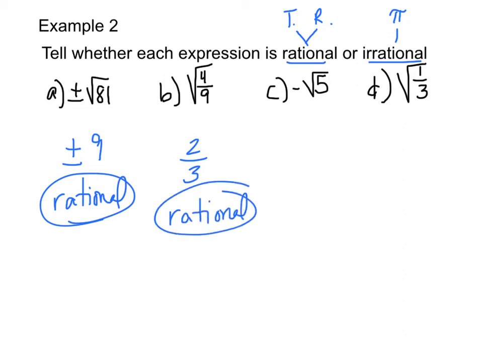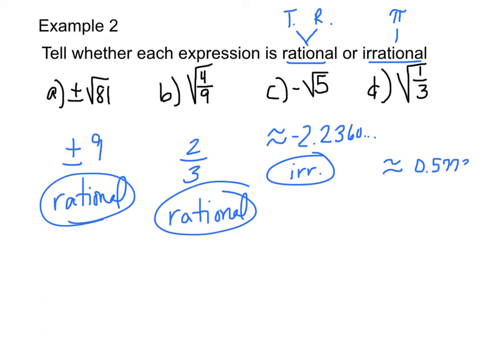Negative square root of 5. If you took the square root of 5, you would get approximately negative 2.236 and so on. This does not repeat, but it does not stop. So this one is going to be irrational. And the last one, the square root of 1/3, gives you approximately 0.5773 and so on. That also does not repeat, but it does go on forever. So that number is also irrational.